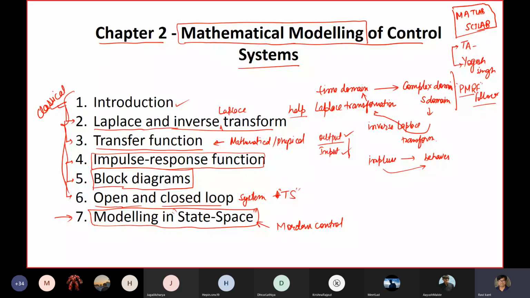But this is exclusive to modern control theories. And yes, we'll also look briefly into how we are going to make a state space model from a physical system.